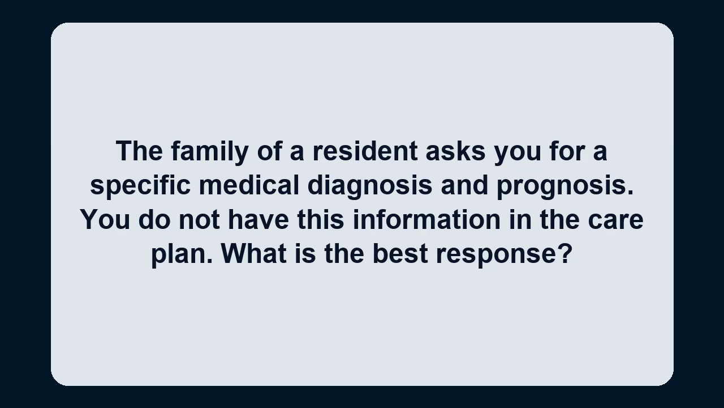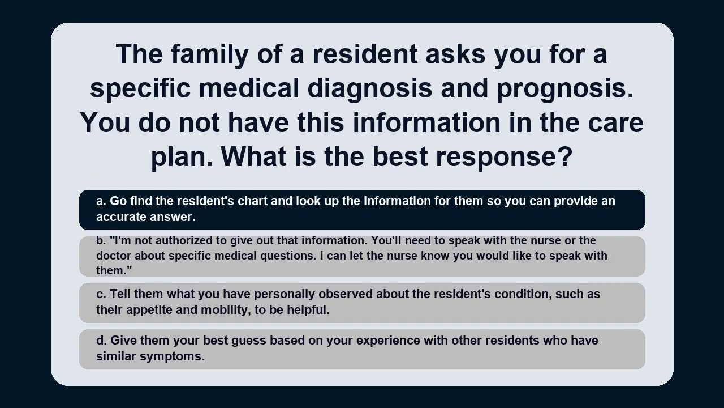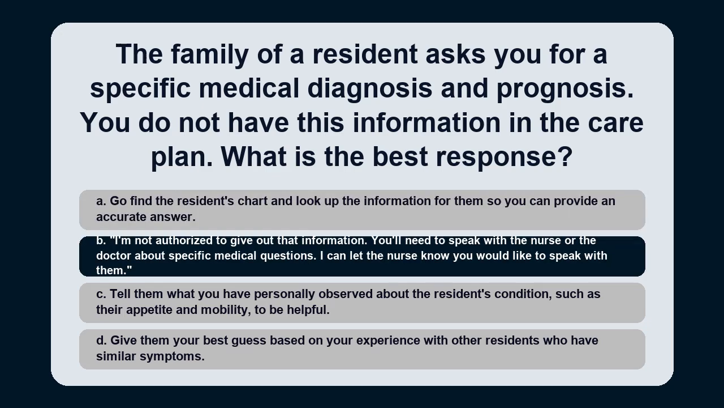Question 3. The family of a resident asks you for a specific medical diagnosis and prognosis. You do not have this information in the care plan. What is the best response? Option A. Go find the resident's chart and look up the information for them so you can provide an accurate answer. Option B. I'm not authorized to give out that information.